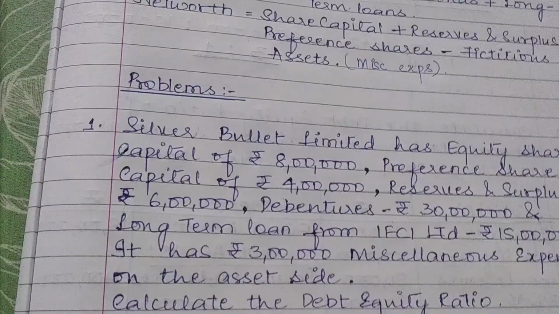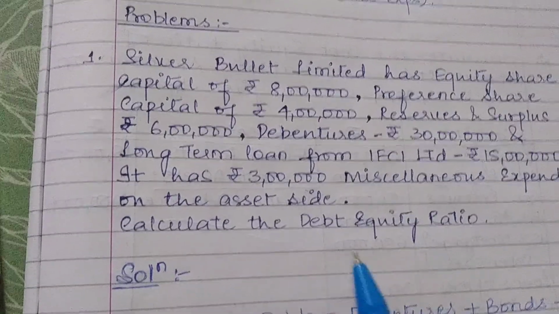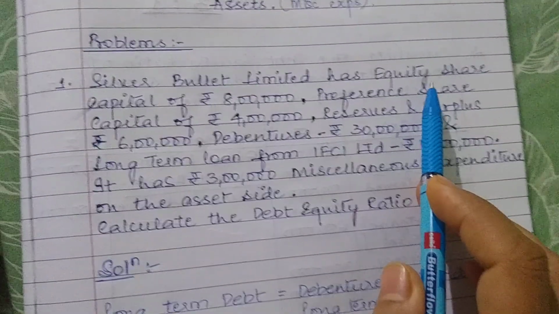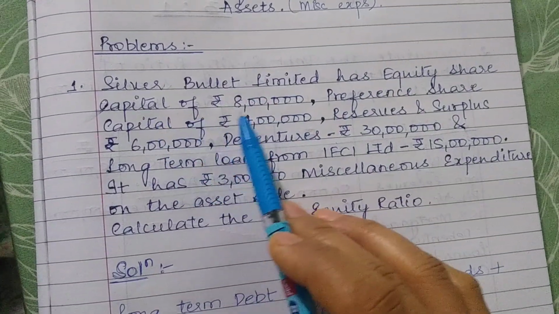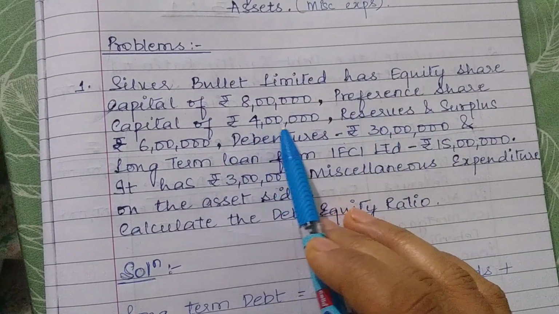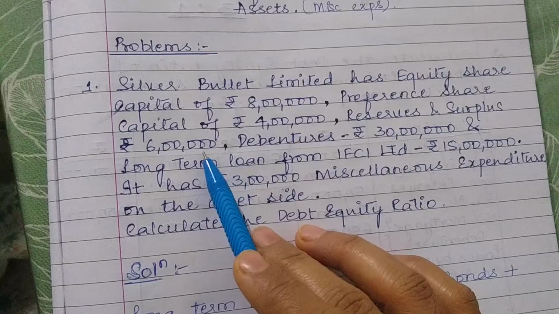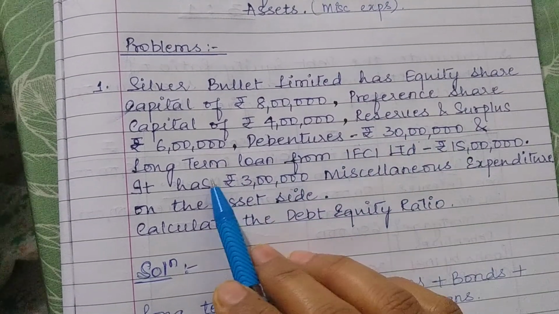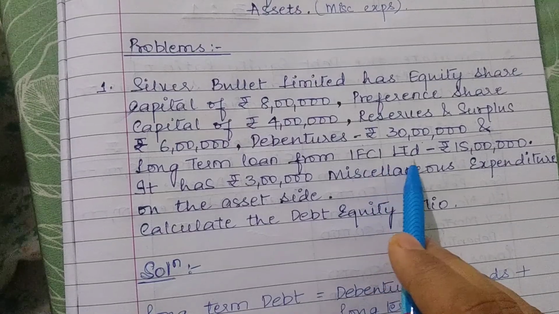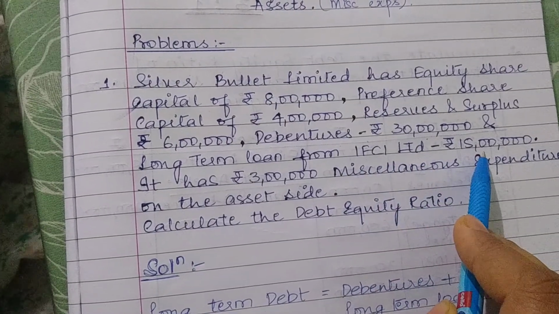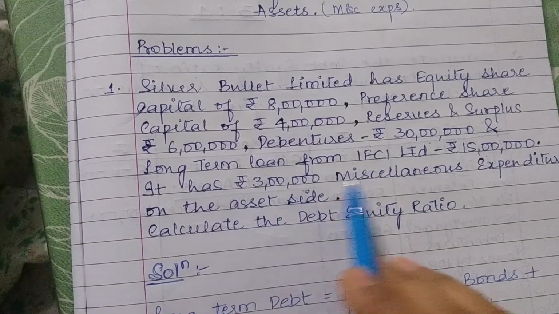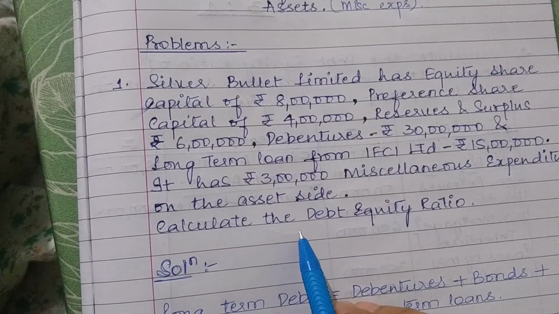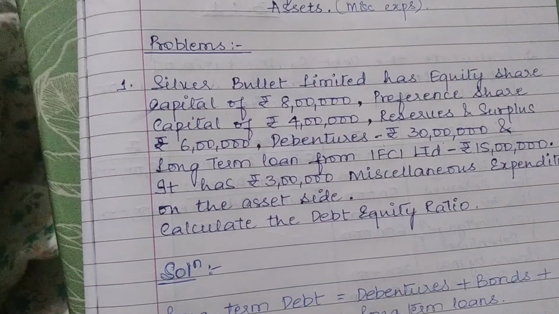Okay. So let's start with your first problem. Silver Bullet Limited has equity share capital of 8 lakh, preference share capital of 4 lakh, reserves and surplus of 6 lakh, debentures of 30 lakh, and a long-term loan from IFCI Limited, which is 15 lakh. It has 3 lakh miscellaneous expenditure on the asset side. Calculate the debt equity ratio.